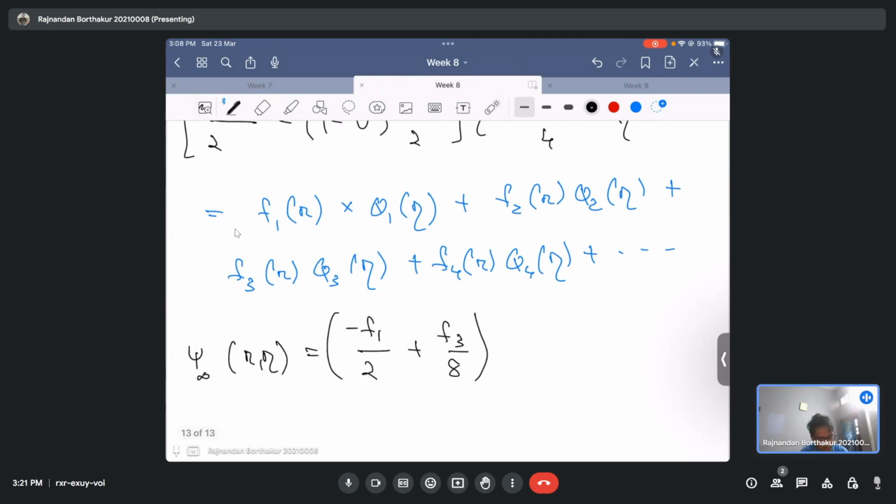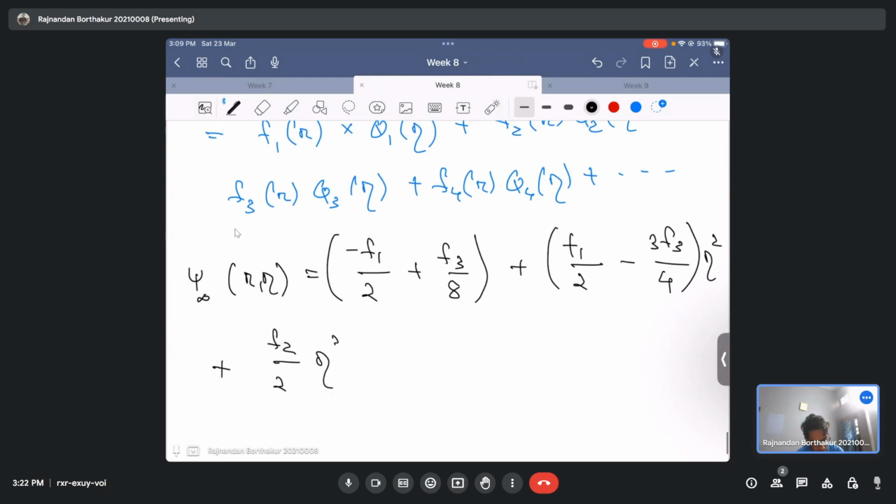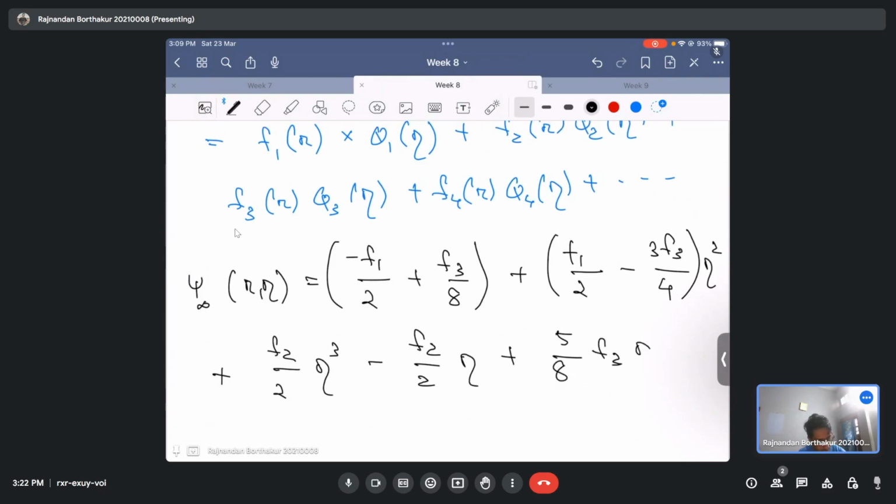So this can be written as minus f1 by 2 plus f3 by 8, plus f1 by 2 minus 3 f3 by 4 times eta squared, plus f2 by 2 times eta cubed, minus f2 by 2 times eta, plus 5 by 8 f3 eta to the power 4.